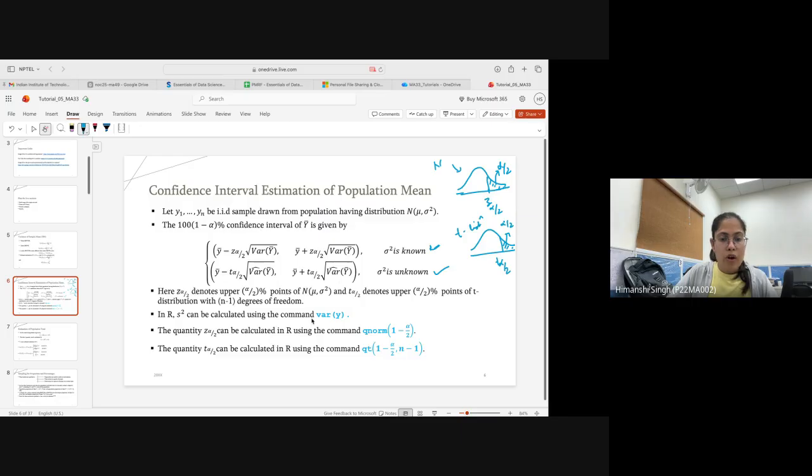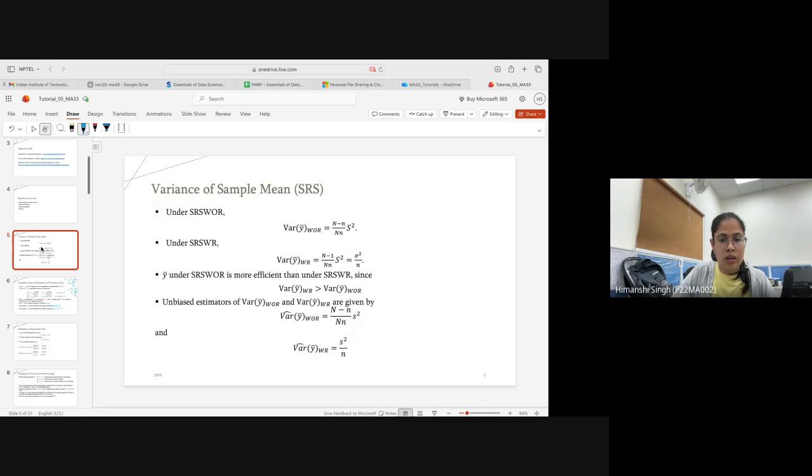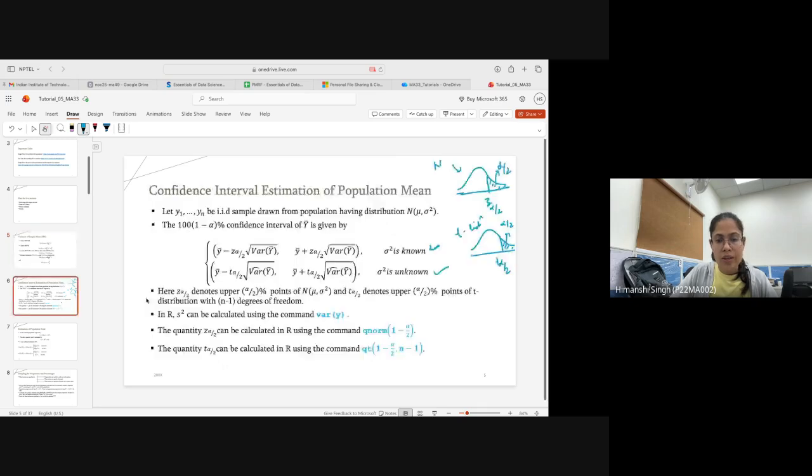Apart from this, in these estimates we have the quantity small s square. This small s square can be calculated directly by using the command var(y). If I have data y1, y2, yn stored in a vector y, then I can directly write var(y) in order to calculate s square. So by using these codes, we can calculate these confidence intervals. I will be discussing those things in the practice examples. I've included all the examples.